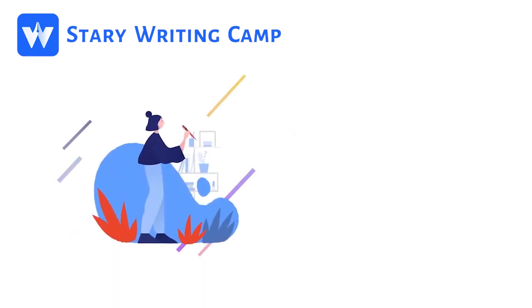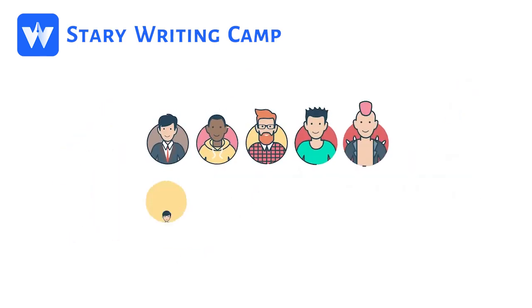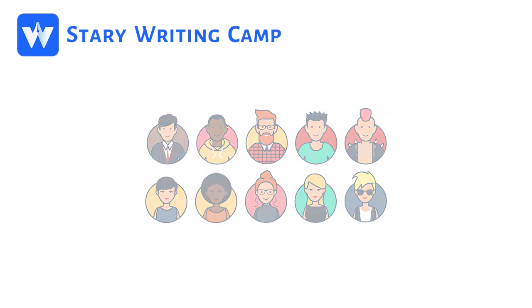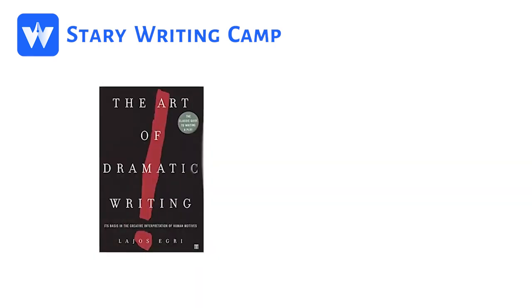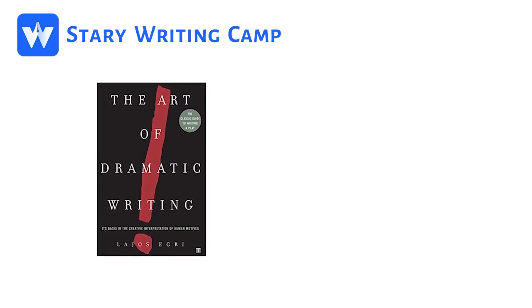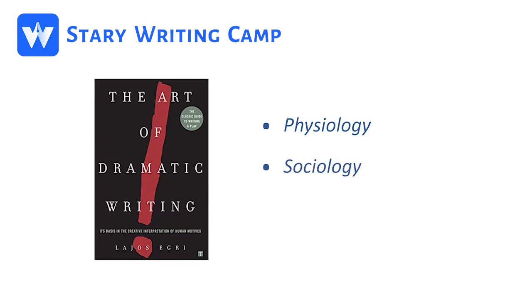Let's take a look at the mystery of character design. 1. The 3 dimensions about character design. As a writer, you know that every character is an individual. According to The Art of Dramatic Writing by Lajos Egri, though, if we vivisect them and try to find out just what elements go into them, we will see 3 common dimensions: physiology, sociology, and psychology. With knowledge of these 3 dimensions, we can create an engaging character.